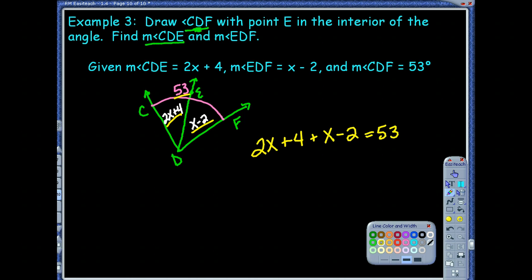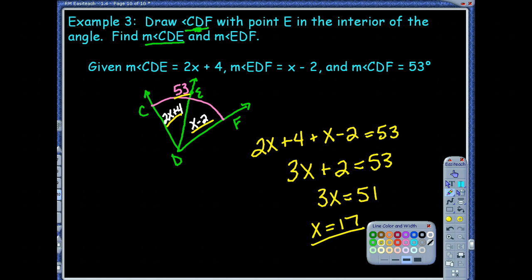And that's the equation you want to set up. You want to just set up the basic thing. You don't have to show us anymore that the measure of angle CDE plus the measure of angle EDF would equal the measure of angle CDF. You don't need to show us that angle addition postulate, but you do need to show us what those measures would equal. And when we combine some like terms, we get 3x plus 2 equals 53. And then we get 3x equals 51, and x is going to be 17.